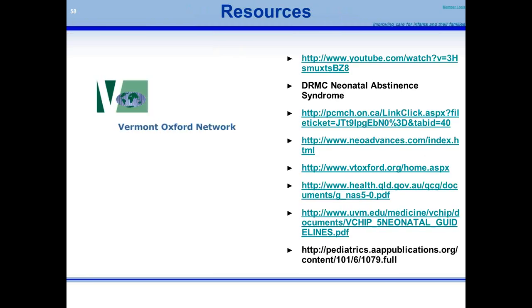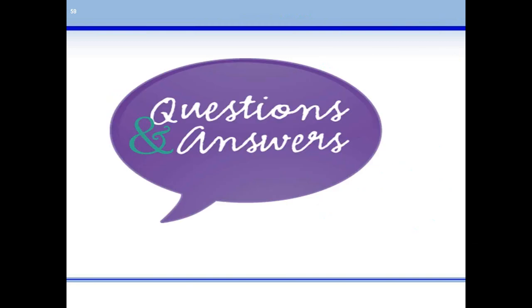And there are some resources, just different websites that I found. There's a little YouTube video about neonatal abstinence syndrome and how to treat it. Here's the NEO Advances with Karen Diapolito and Loretta Finnegan. The Vermont Oxford Network seems like a growing resource for people if they're enrolled in it. And then there are some different types of guidelines that I thought might be of interest to the listeners today. And with that, I'm very happy to answer questions. Thank you so much for your attention.